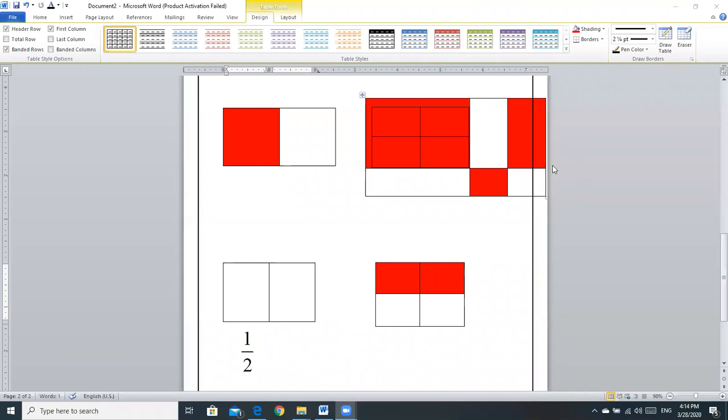Okay, so we said half means what I take equals what I leave. If I take 2, I leave 2. If I take 3, I leave 3. If I take 4, I have to leave 4. So what I take equals what I leave.